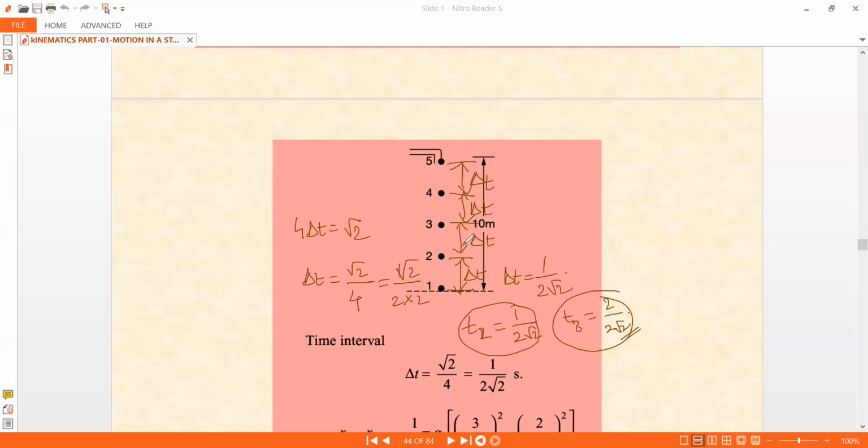Now, the crux of the question is: when the first drop reaches the ground, what is the separation between the second and third drops? Let us see this calculation. The second drop has traveled a time of 3 times delta t. So 3 times 1 by 2√2 gives 3 by 2√2. This is the time the second drop has traveled.